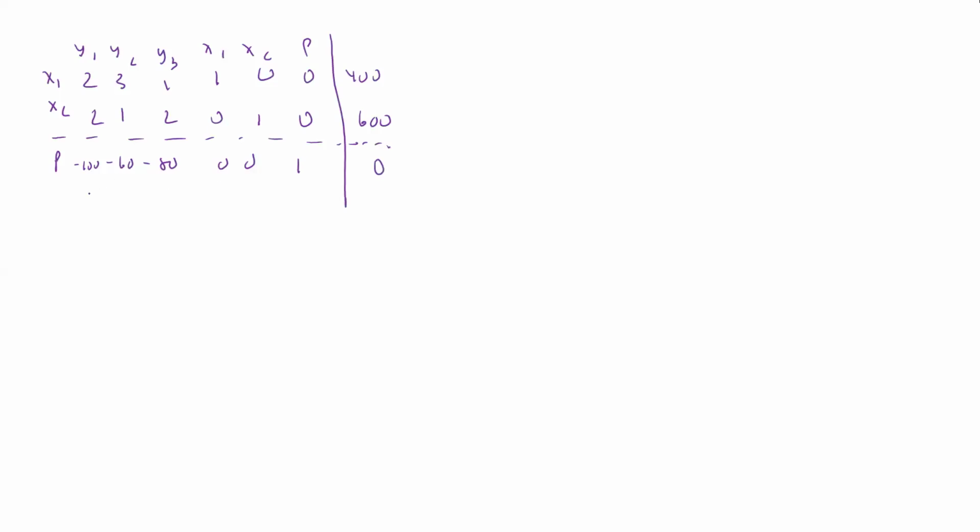Okay. Now, the biggest negative is this one. And so our quotient is going to be what? 400 divided by 2, which is going to be 200. And then we have 600 divided by 2, which is 300. Well, that one's the smallest, so that means that's going to be our pivot point. And so we're going to enter here and we're going to exit here.